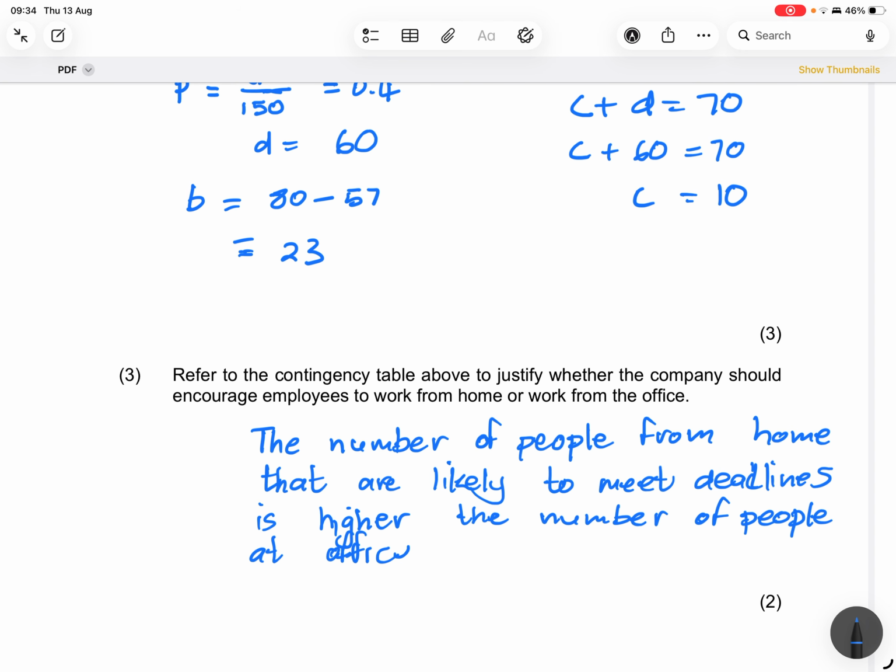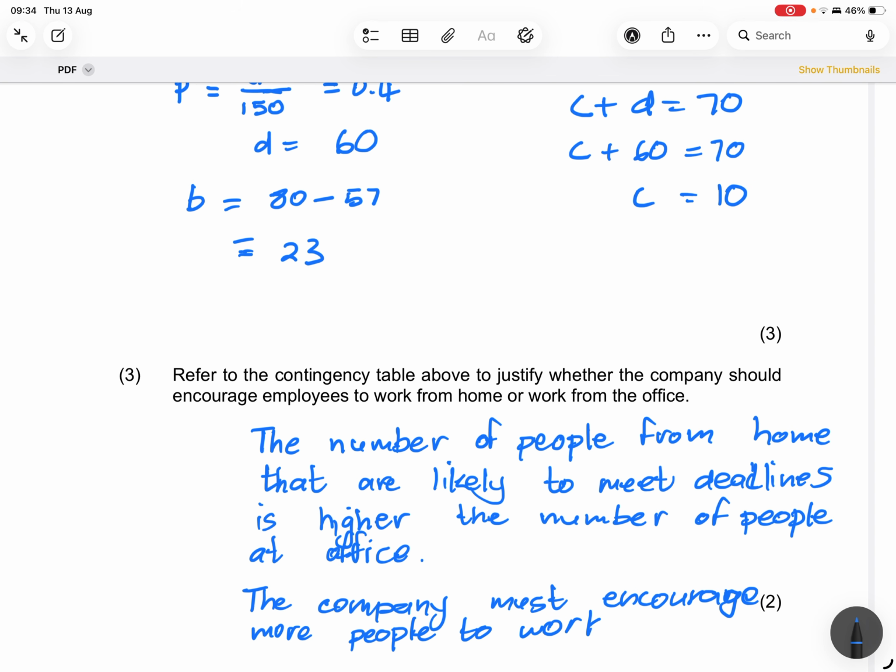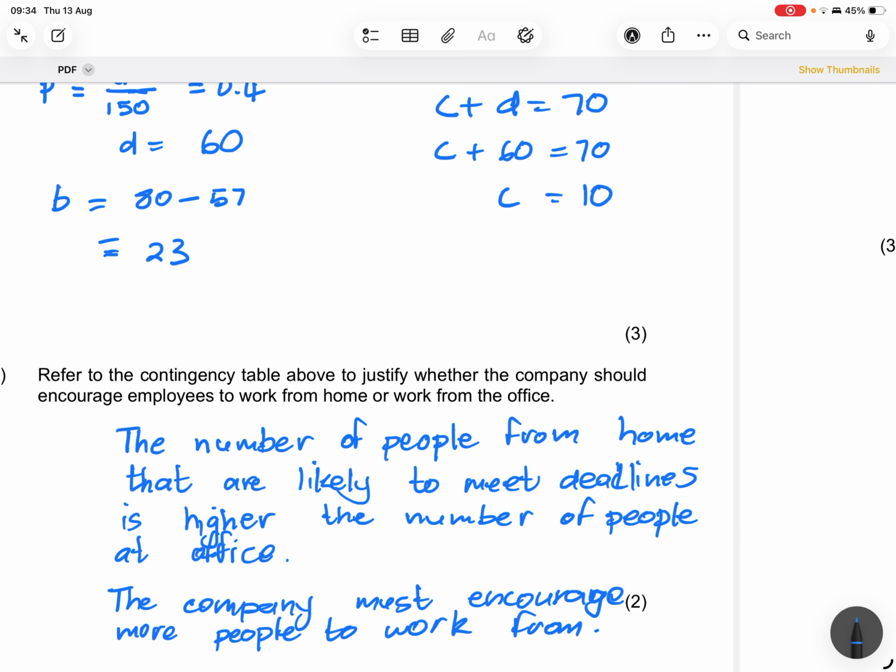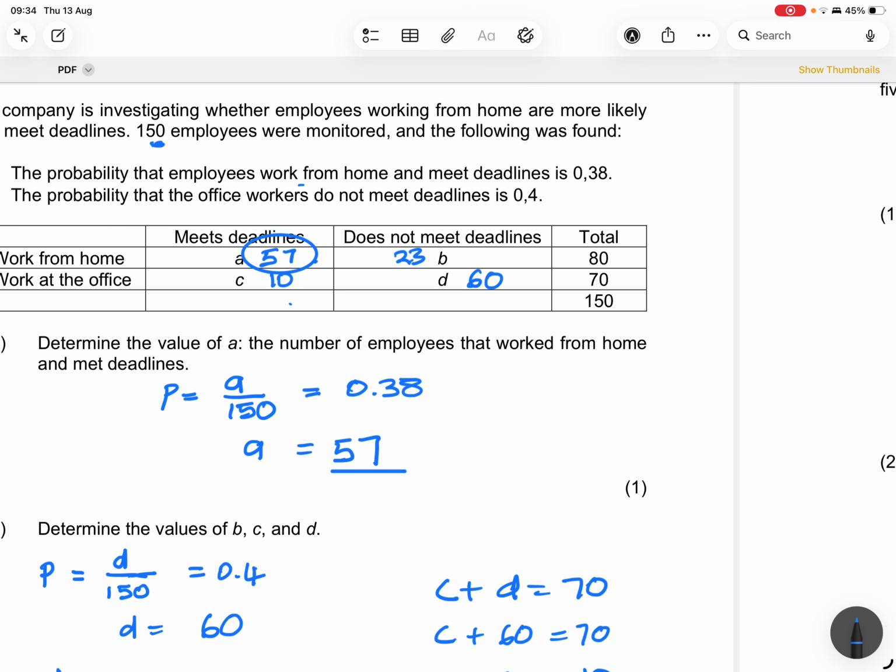So as a result, I would definitely encourage people. Therefore, the company must encourage people to work from home. More people to work from home. All right, and you can explain this in your own way, right? Just by looking at the data in your contingency table. I think it tells us more than what we want to know.